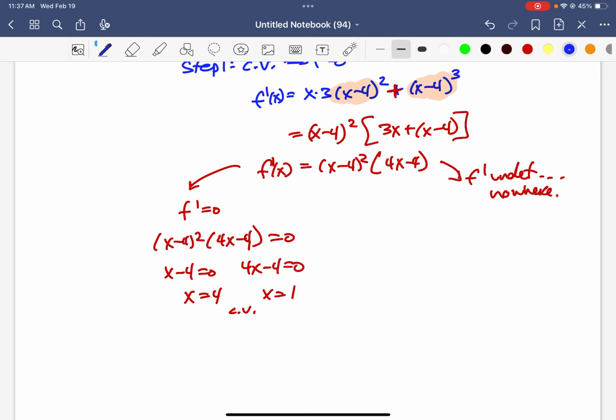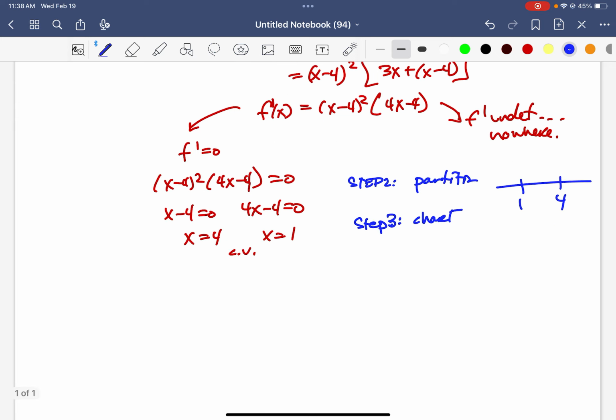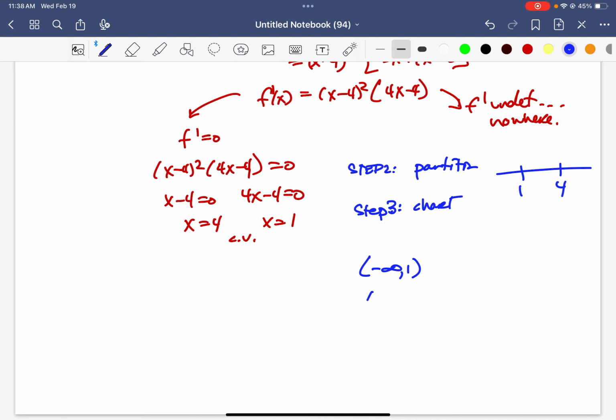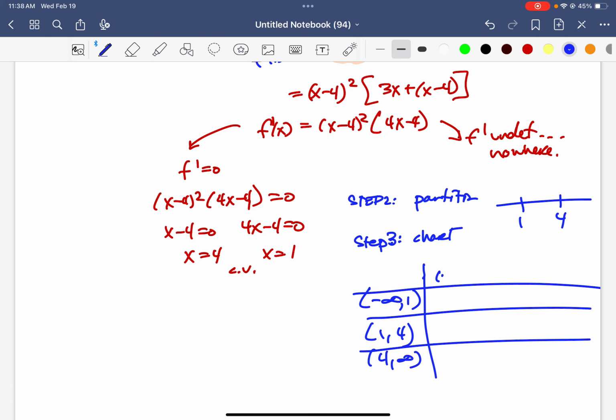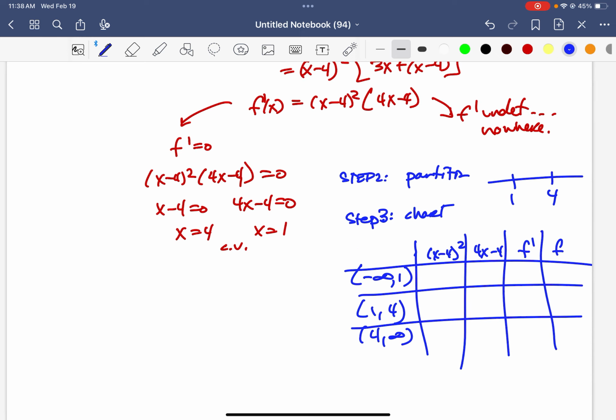So that's step 1. Step 2 is to partition. By partitioning, I mean I'm going to take 1 and 4 and break up the number line into 3 pieces. Step 3 is to chart. My first interval is negative infinity to 1, then 1 to 4, and 4 to infinity. Then I take the pieces of my derivative, which are (x minus 4) squared and 4x minus 4. That's going to tell me about my derivative, which will tell me about f.